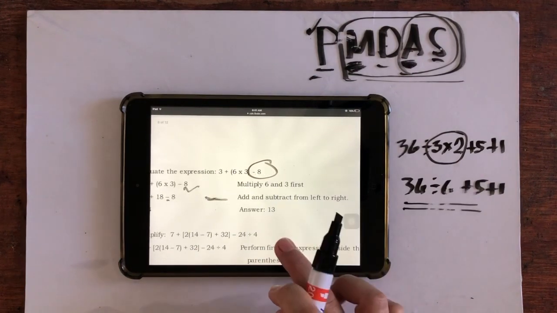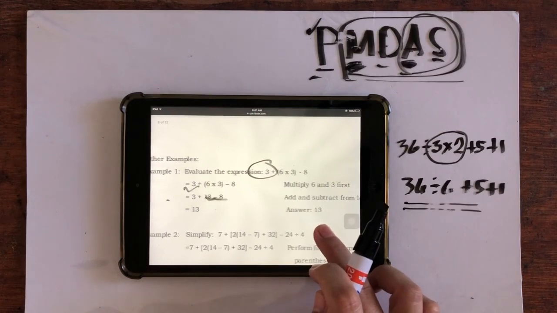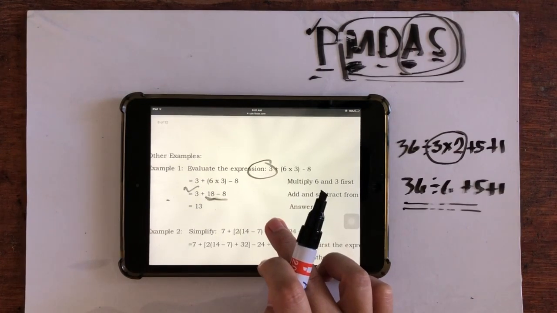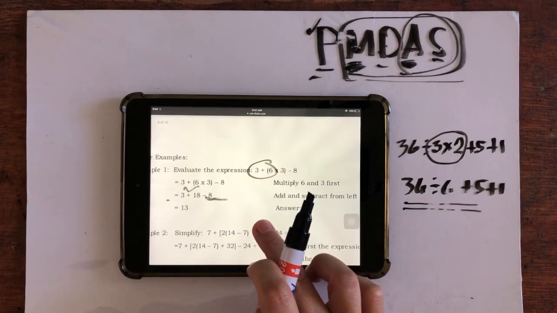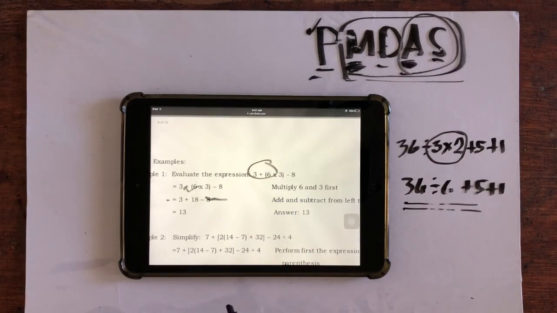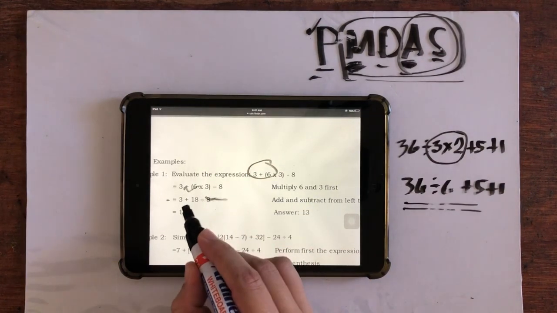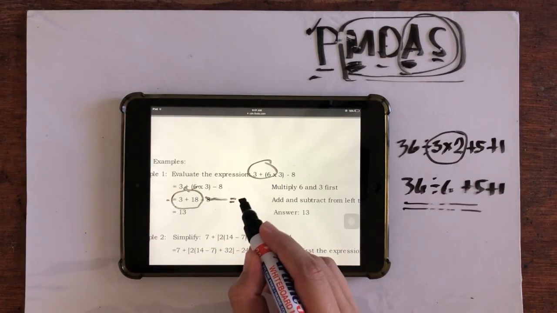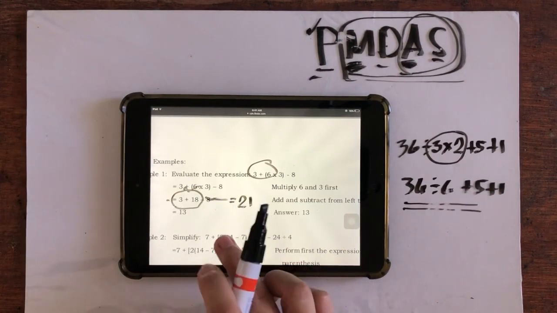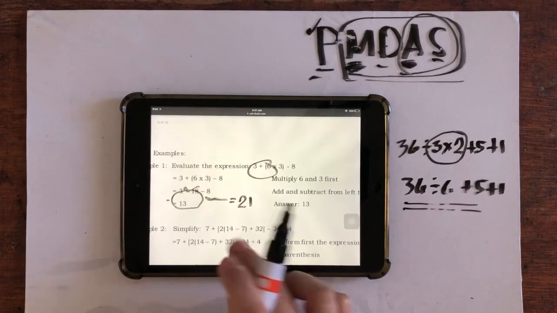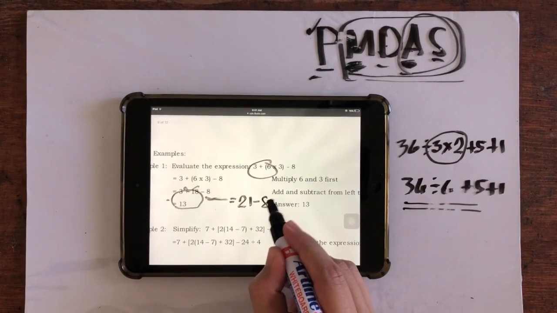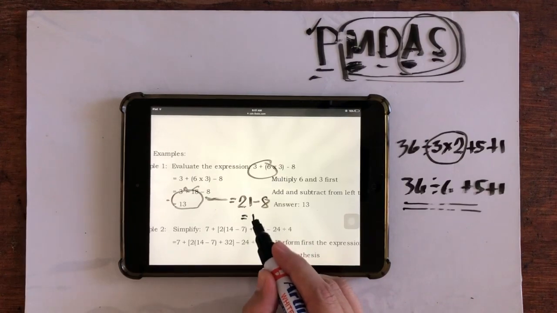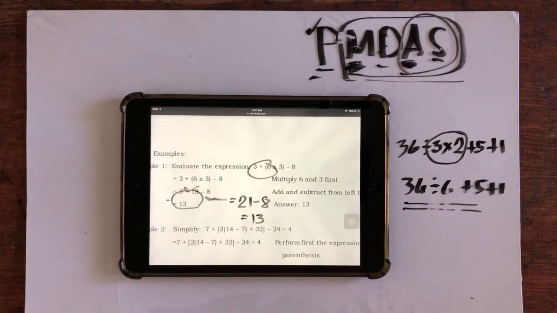Add and subtract from left to right. So, dahil nauna ang addition, sa atin, add muna natin yung numbers. So, 3 plus 18, magiging 21 yun. Tandaan nyo, meron tayong minus 8. Minus 8, kaya naging 13. Okay? Ganun.